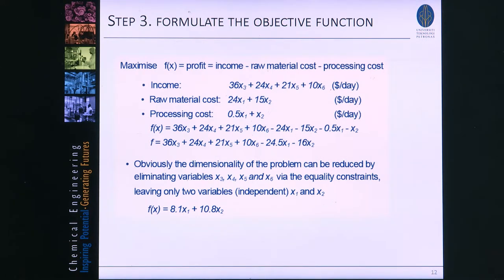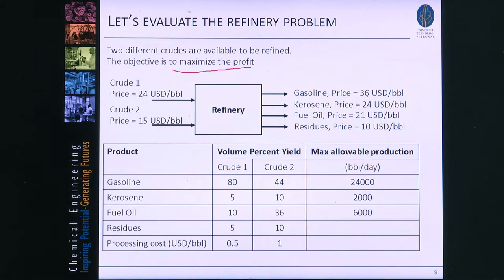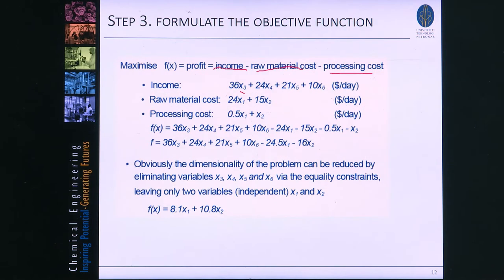So the objective function in this case is to maximize the profit. So what is the profit? Profit comes from income minus raw material cost and then minus processing cost. The income is the whole sales of the products. So gasoline 36, we can see it here, 36 of gasoline, and then 24 of kerosene, 21 fuel oil, and 10 residues. The material cost is about crude oil 1 and crude oil 2 with their corresponding prices, plus the processing cost. So if we put these three equations into the objective function, we get this.